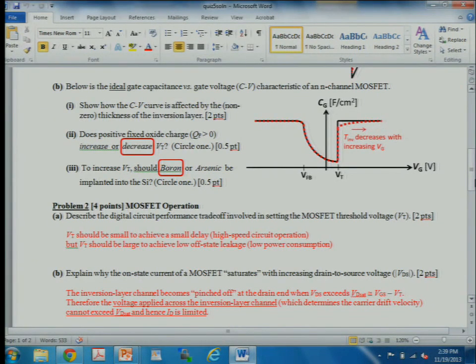Positive fixed charge, if you have positive charge in the gate dielectric interface, then that'll make it easier to invert the surface, so that'll lower the threshold voltage if this is an N-type transistor or NMOS device. And to increase the threshold voltage, you need to make the substrate more P-type, harder to invert, so you implant boron. Okay? Any questions on the first question?